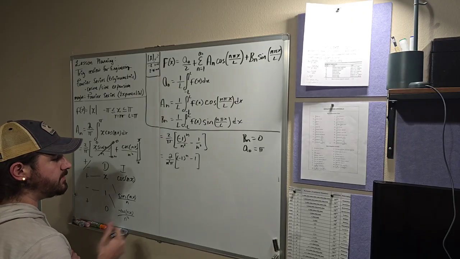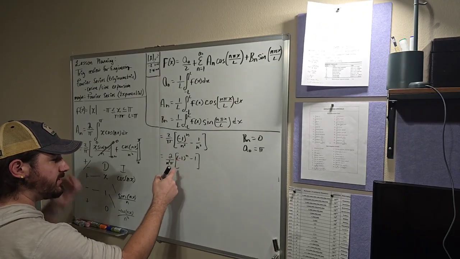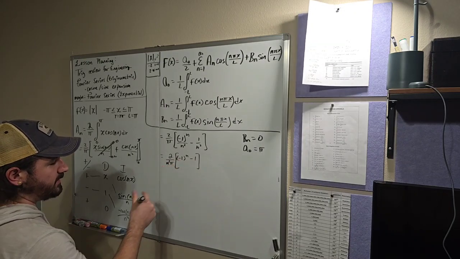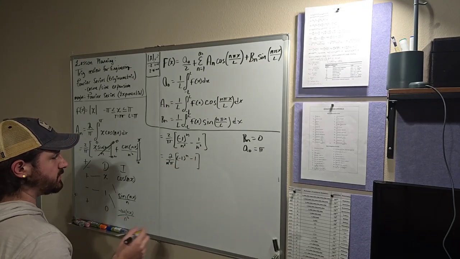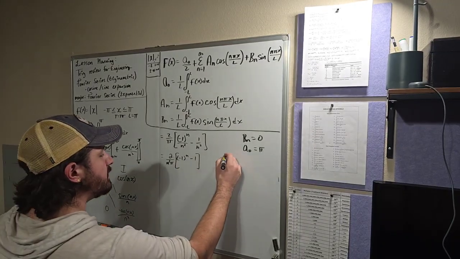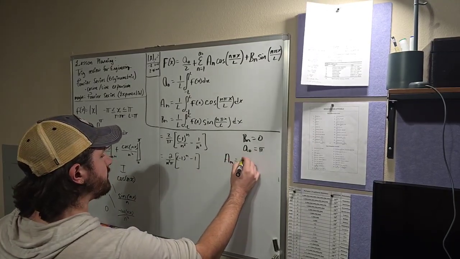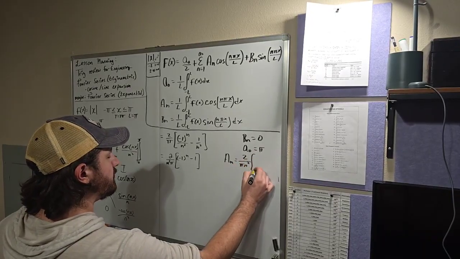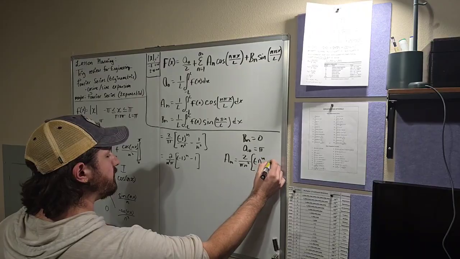If you wanted to, you could factor out a negative, you could do something weird with that, but there's really just no reason to. This is a beautifully valid answer. We're just going to leave it like this. Okay, so now we know a n is equal to 2 over pi n squared, -1 to the n minus 1.